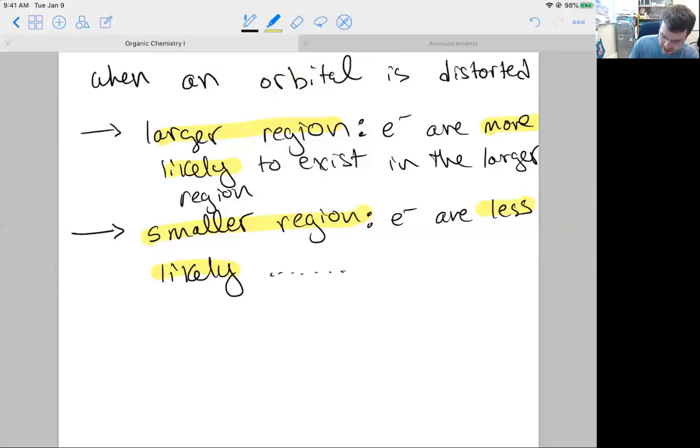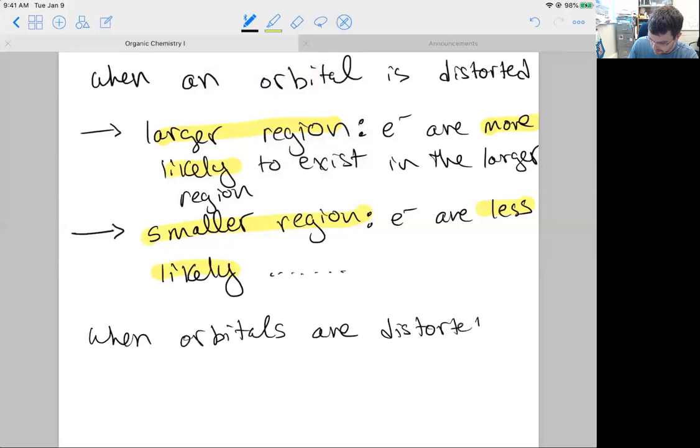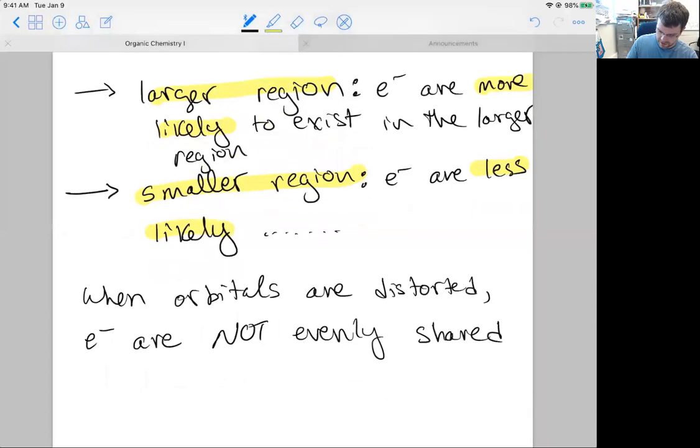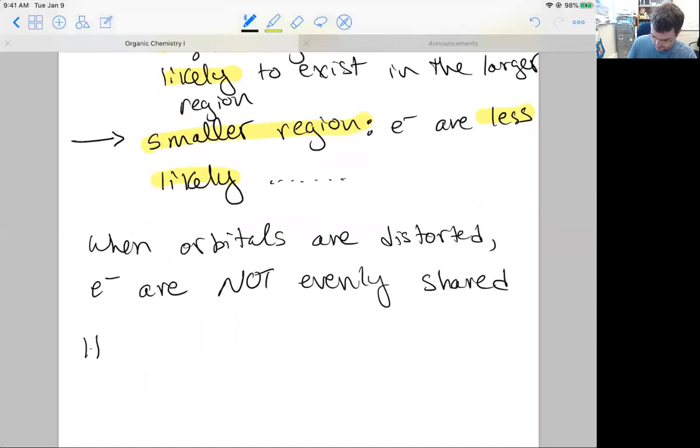Okay? So what this means is that when orbitals are distorted, the electrons are not evenly shared. When the orbitals are distorted, electrons are not evenly shared. Now, the biggest culprit of this is HF, which is hydrofluoric acid. It's a really interesting molecule.